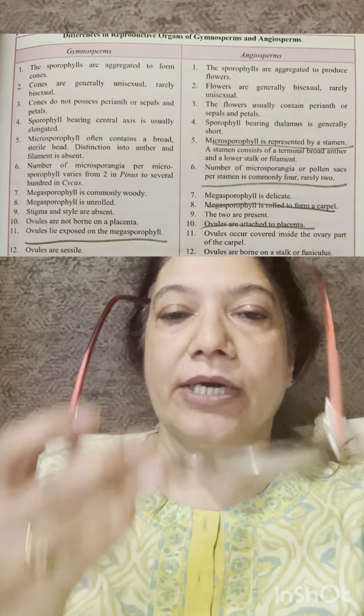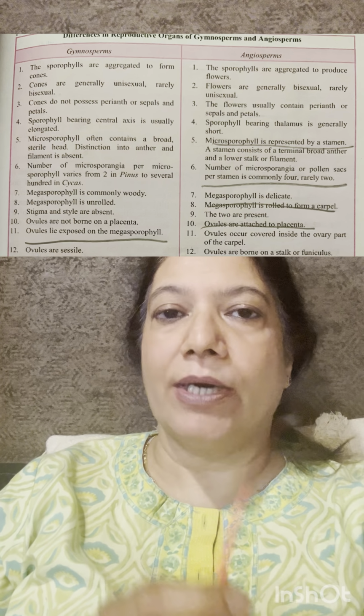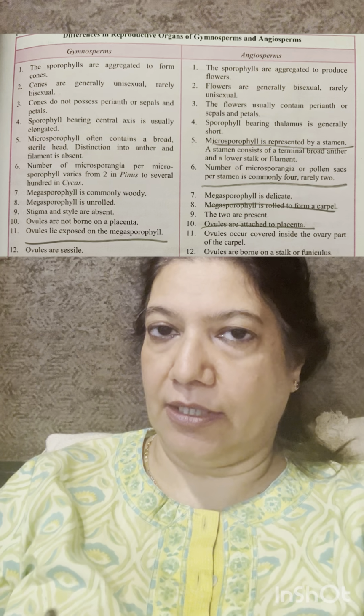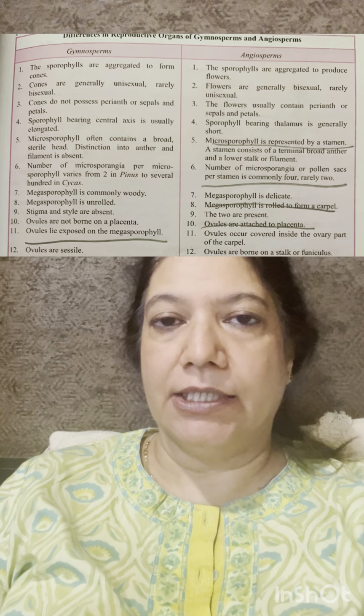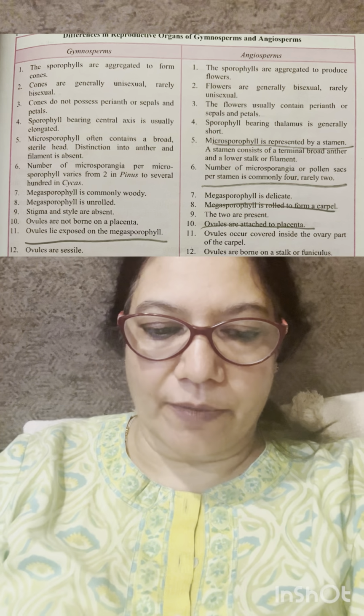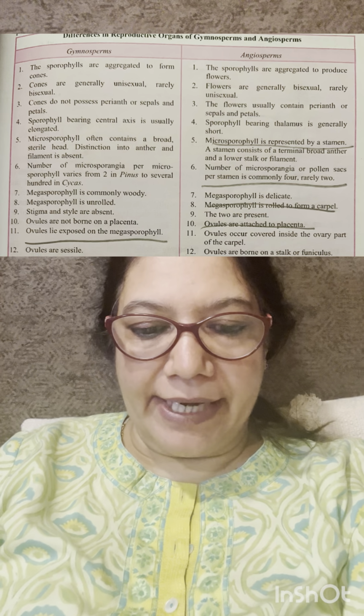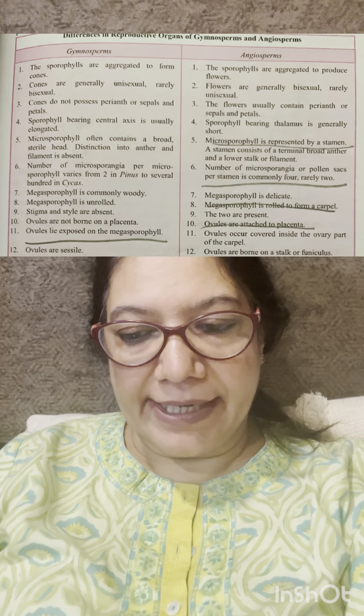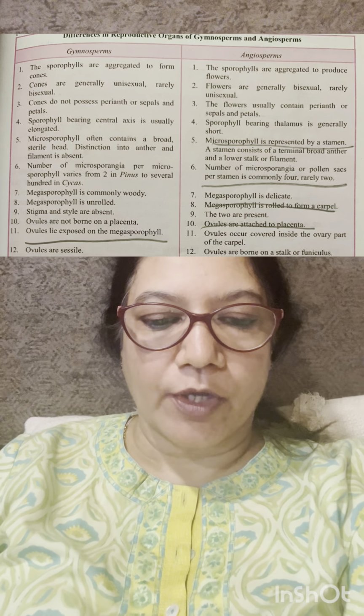Cones do not possess a perianth, which means the seeds are not covered by something like calyx, corolla, etc. Whereas in angiosperms, the flowers contain a perianth, they contain corolla, etc. They are the petals, sepals, etc., and they are the ones that cover the seeds. Okay. Sporophylls bear a central axis, which is usually elongated. The sporophyll-bearing thalamus is generally short.